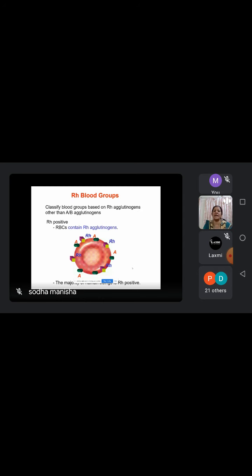This means that RBCs in approximately 90% of the population contain the Rh positive agglutinogen factor in their blood. So it is advisable to test the Rh factor in both the donor and the recipient. If the Rh factor is present in the blood, then we can say the blood group is Rh positive. And if the Rh factor is absent, then the group is Rh negative. So in this way you can see Rh factor is also present on the cell wall of the red blood cell.